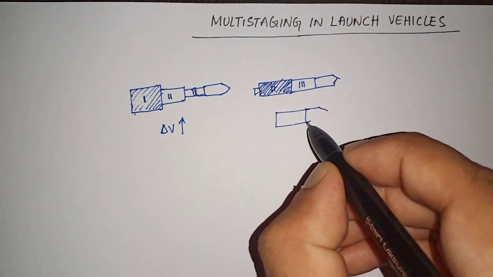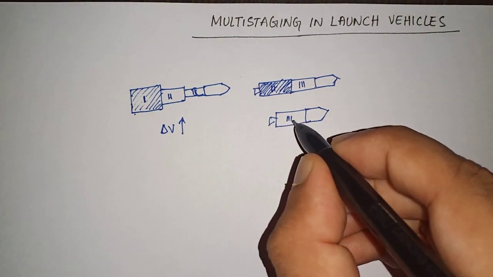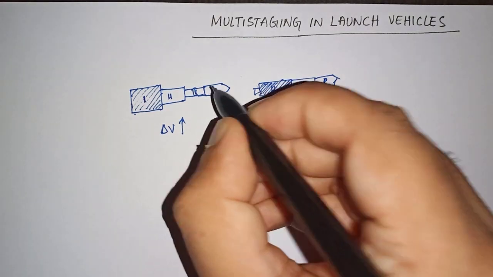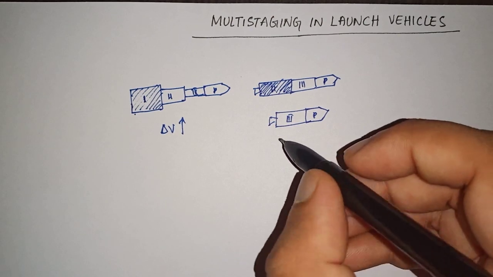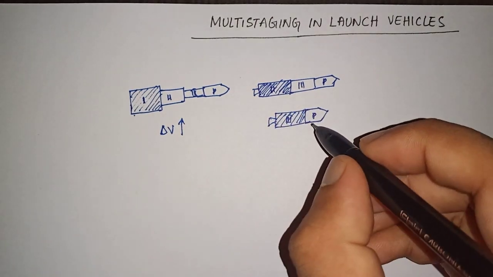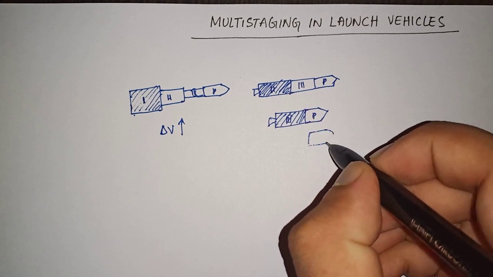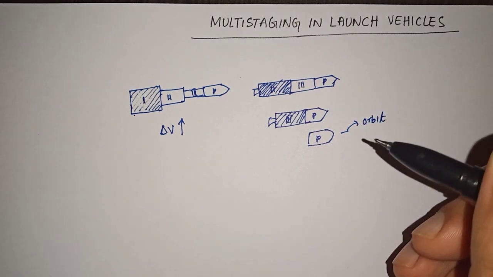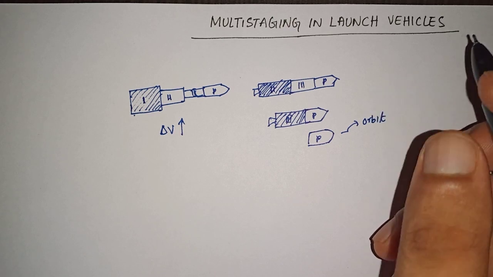So I'll mark the payload here as P or something, so this will be a reference for you. Consequently, in the third stage also your propellant gets wiped away. So ultimately your payload will be remaining, which will be placed maybe at the orbit. So this is the mission which happens in the case of multi-staging launch vehicles.